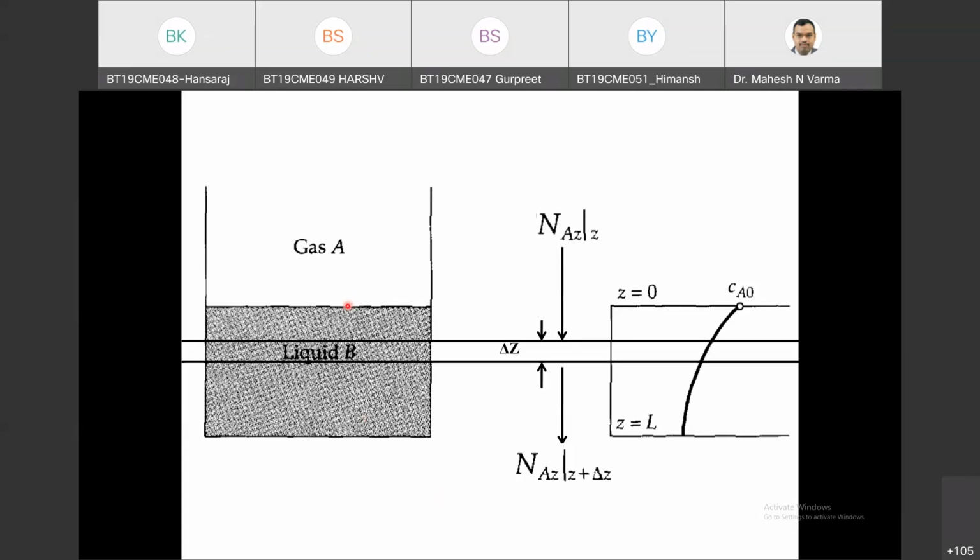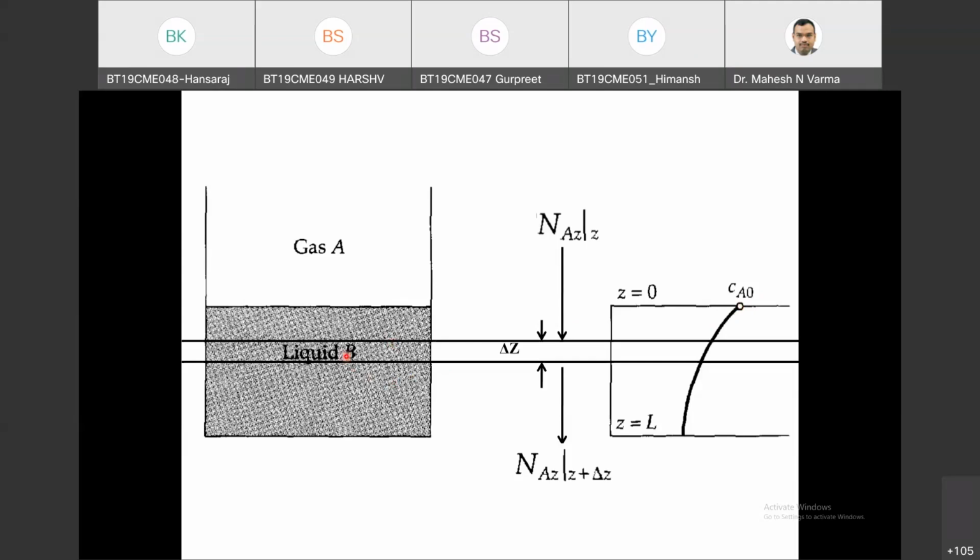Is it mentioned that A is reacting with B with a very fast reaction? Is A available in this differential shell? Yes, sir. Is B available? Yes, sir. So why is there no reaction in the differential shell? Sir, it is given that it is a fast reaction, instantaneous.